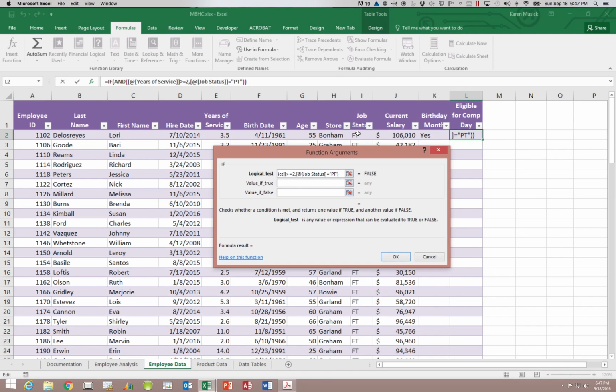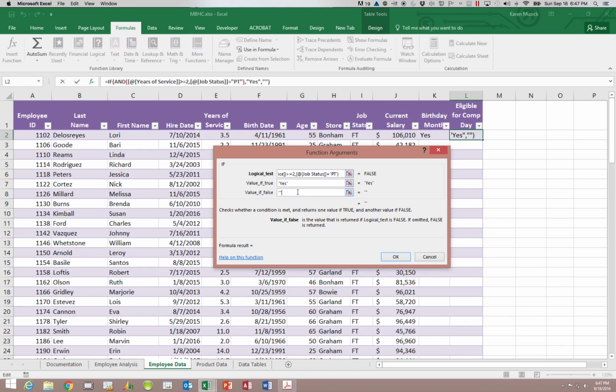Think of it just like if you were writing a paper. If you open a parenthesis, you have to close it. Our value, if true, is going to be yes. And again, that's text, so it must be in quotes, YES. And our value, if false, is going to be a blank cell. So we're going to do 2 quotes with nothing in between.